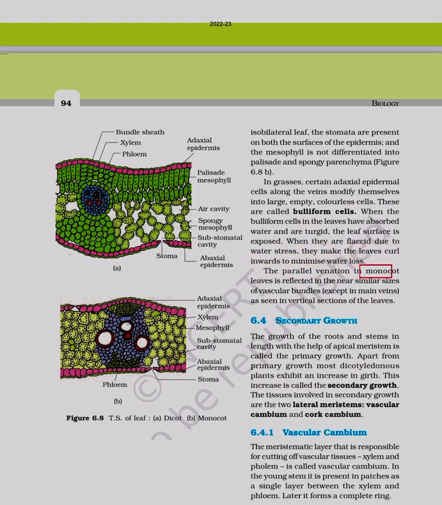The parallel venation in monocot leaves is reflected in the near similar sizes of vascular bundles except in main veins, as seen in vertical sections of the leaves.